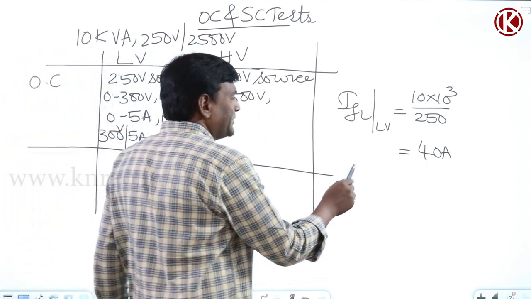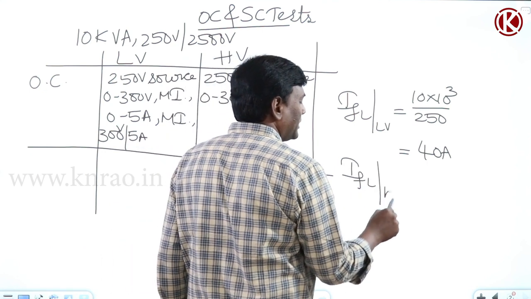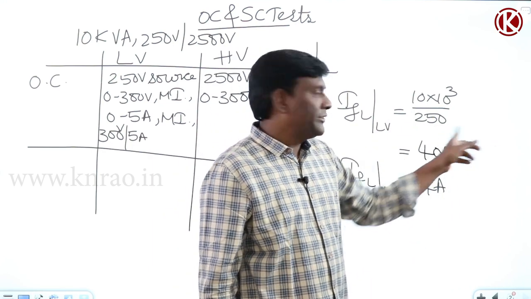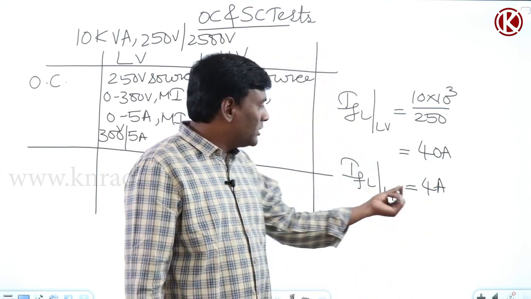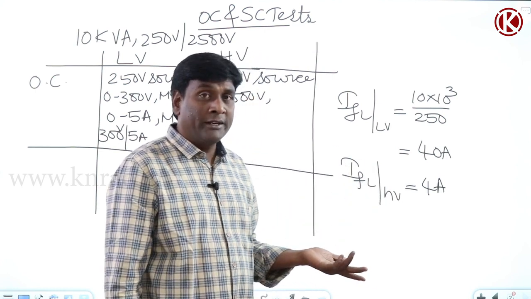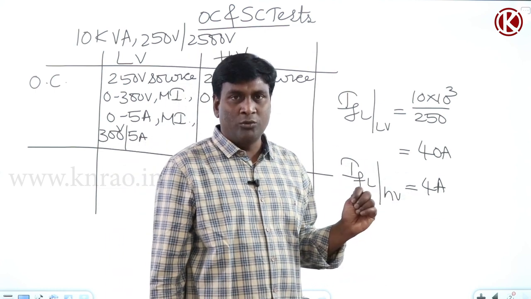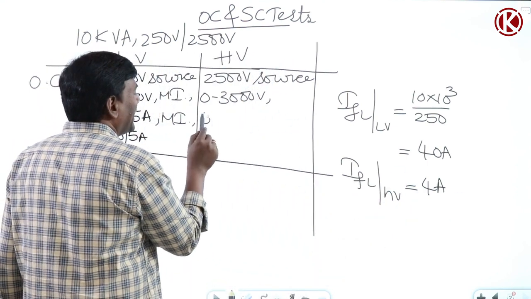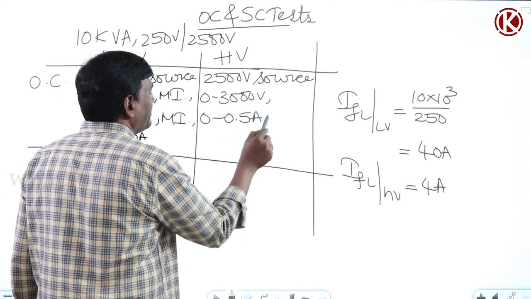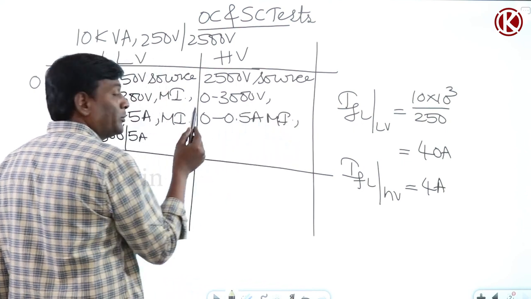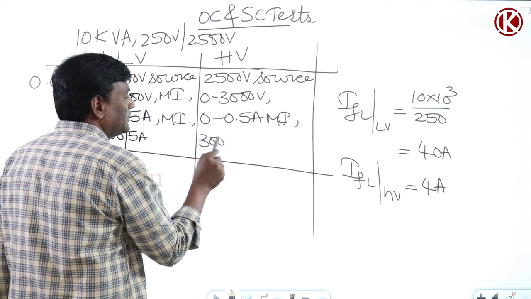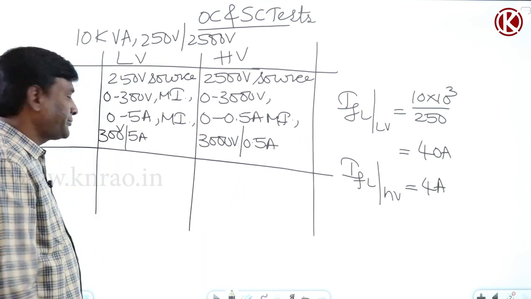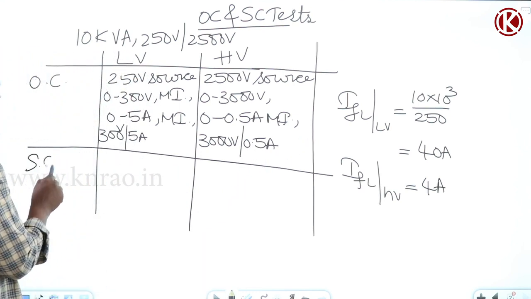Okay, now the HV side, full load current on the HV side is how much? The HV side is going to be 4 amperes, because 10,000 divided by 2500 is 4 amperes. Now if full load current is 4 amperes, how much will be the no load current? No load current is going to be 2 to 6% of full load current, or maximum 10%, in the sense 0.4 amperes, which means I may have to use 0 to 0.5 amperes. Now my wattmeter is going to be 3000 volts by 0.5 amperes. Wattmeter should be used. Now let us think of the SC test.